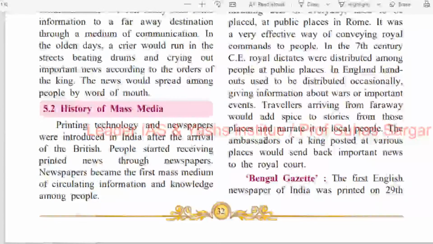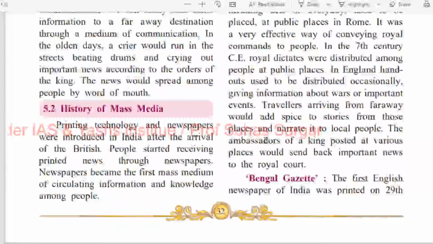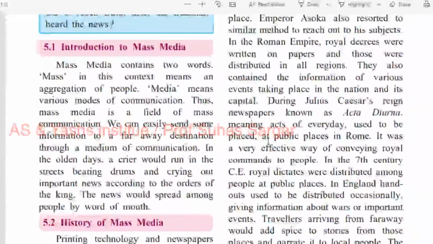5.2 The history of mass media. The printing technology and newspapers were introduced in India after the arrival of the British. The people started receiving the printed news through newspapers. Newspapers became the first mass medium of circulating information and the knowledge among people.